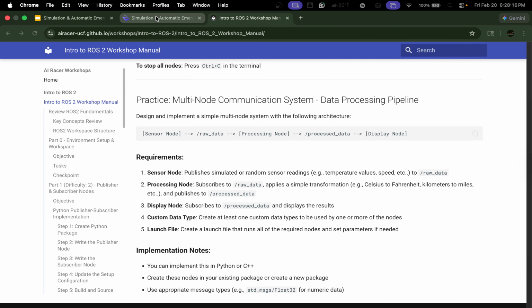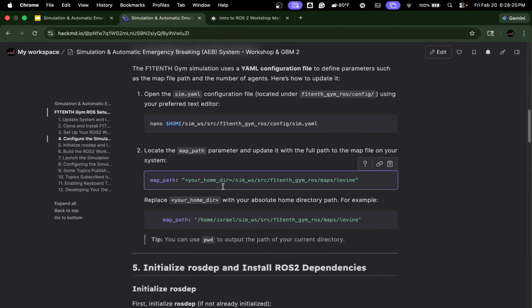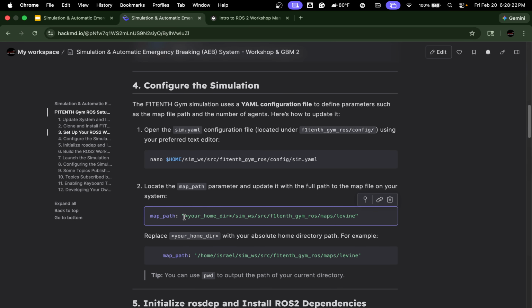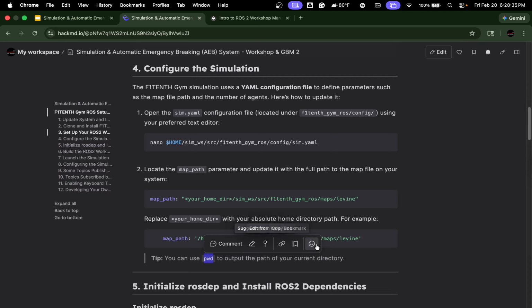So the question that he asked is, once you get to that spot, how do you change this to your actual home directory? You can easily find your home directory by going to another terminal tab and just typing this command, and you should be able to do it.